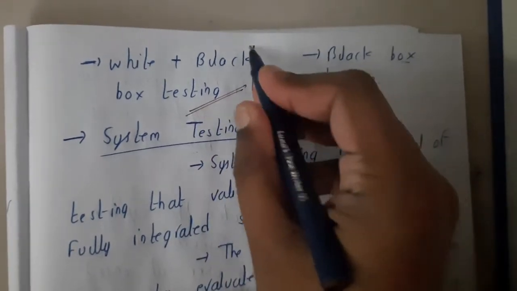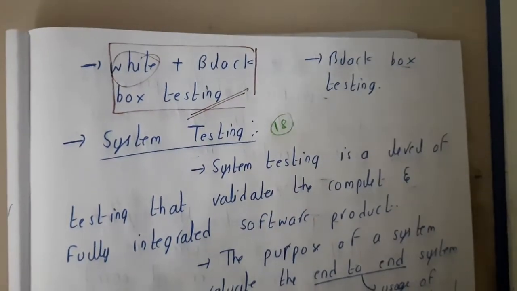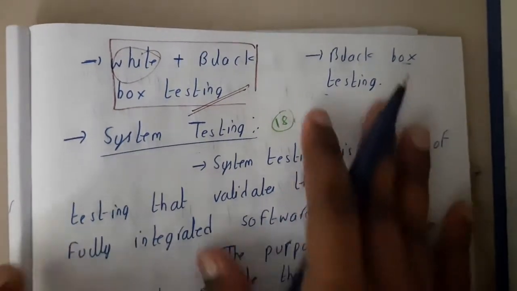Okay, so the testing types in alpha testing are white box testing plus black box testing. Guys, don't worry about these words. We'll be dedicating a video to white box testing and black box testing, so you'll be getting a clear idea about that. Okay, don't worry. Whereas in beta testing, it is only black box.